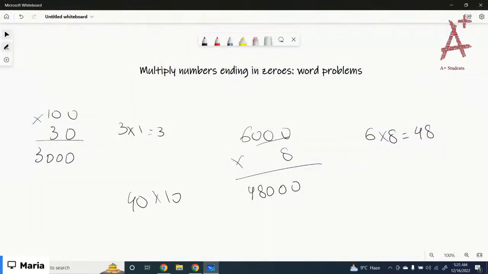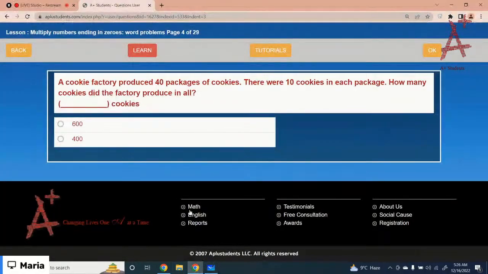You have to do 40 times 10. 4 times 1 is 4. You have to add 2 zeros, so it would be 400. Got it? Select the correct option, then click on the OK button.